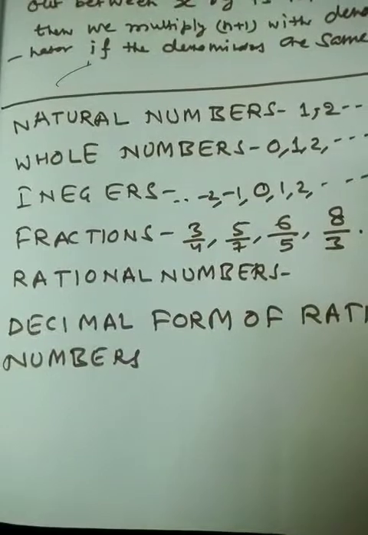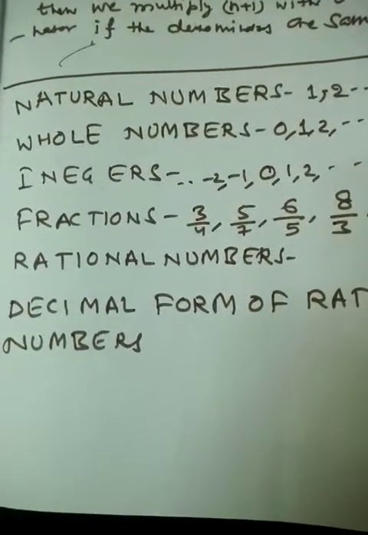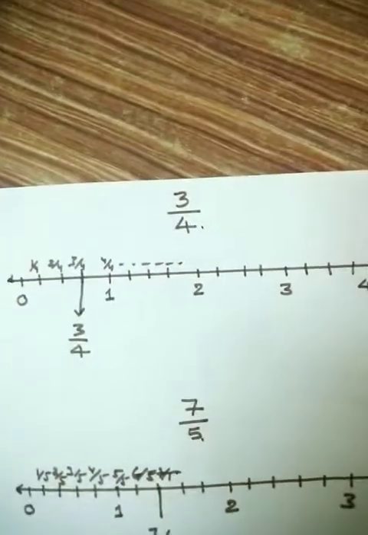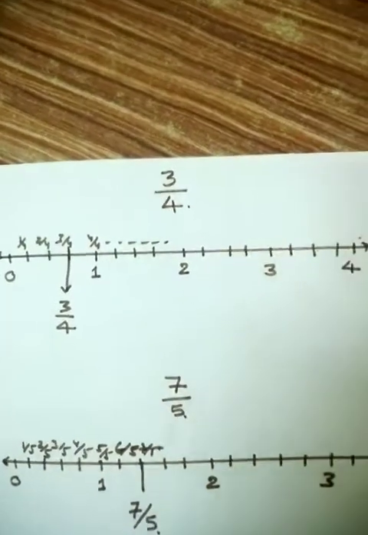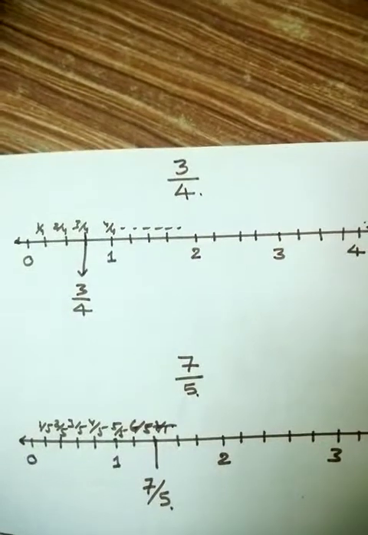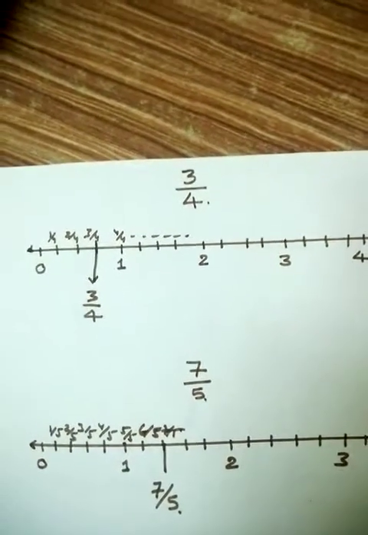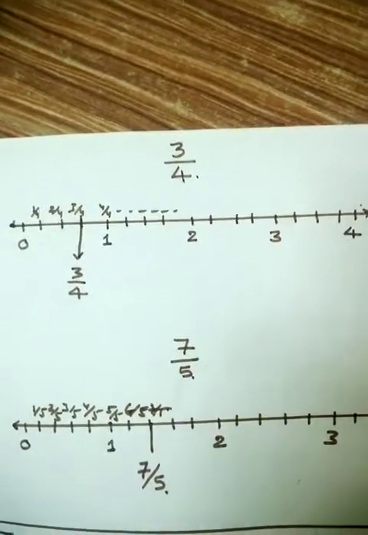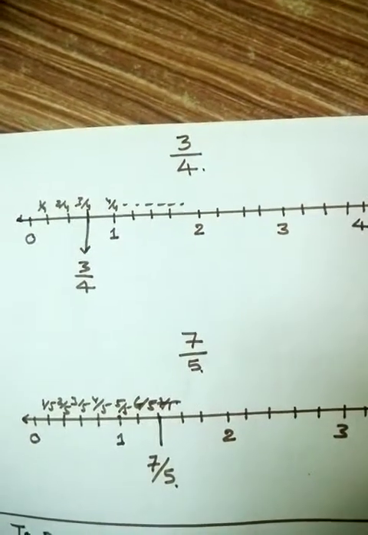Okay, now we have read all these things in other classes also. Now we come to the number line of rational numbers. Rational numbers, that is fractions, are of two kinds: one is proper and the other is improper. Now we represent 3 by 4, a proper fraction, on the number line. The simplest way is to draw the number line.